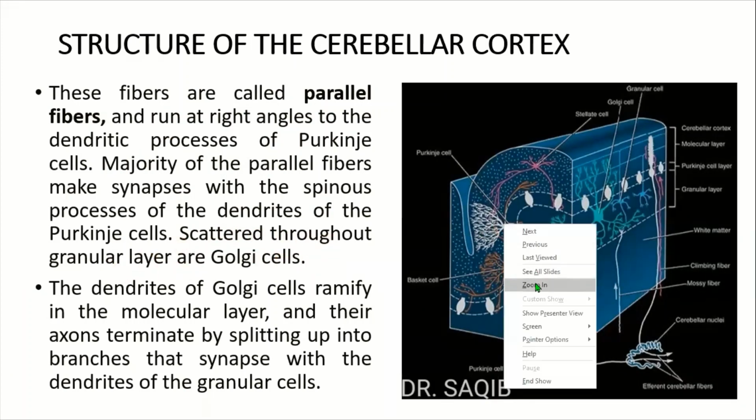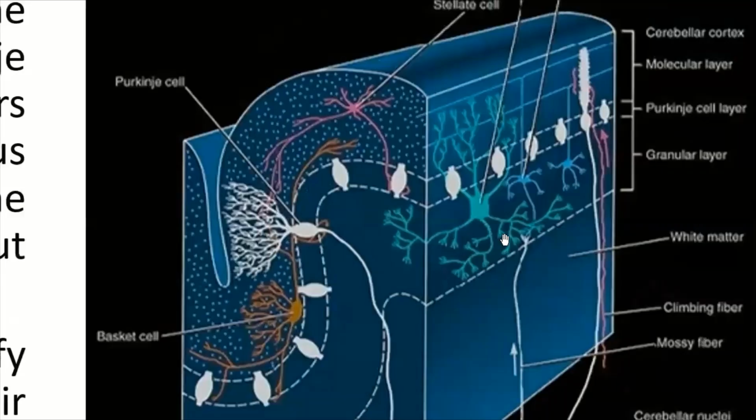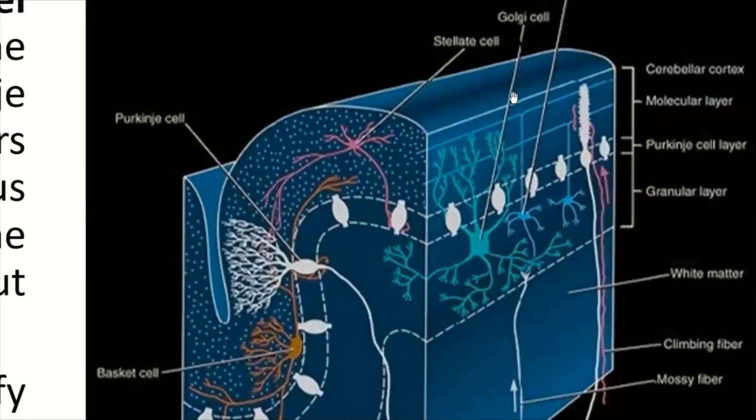So let's now spot these Golgi cells. You see here, these are the Golgi cells. Yes, right. So they are scattered throughout the granular layer. These are the Golgi cells.